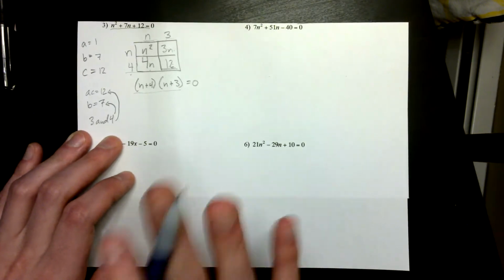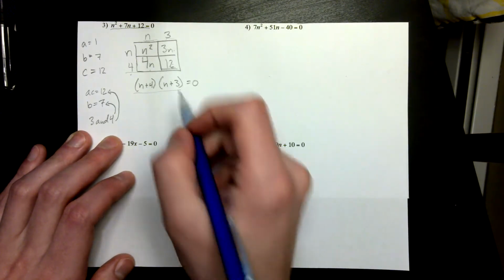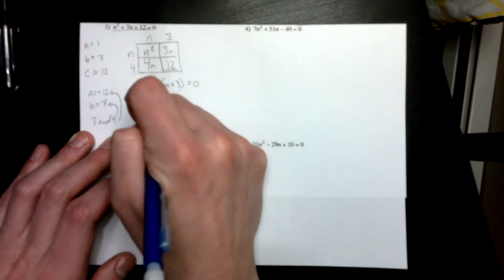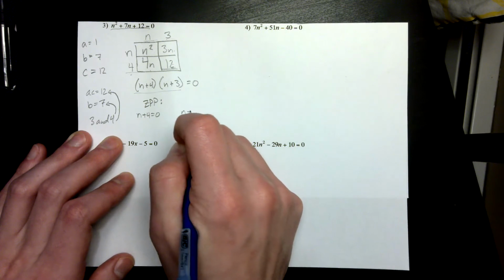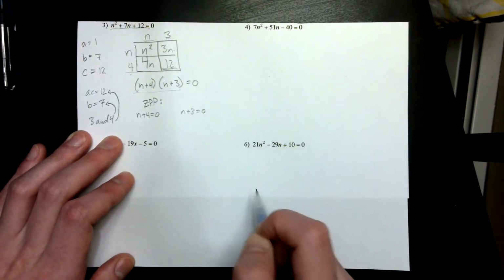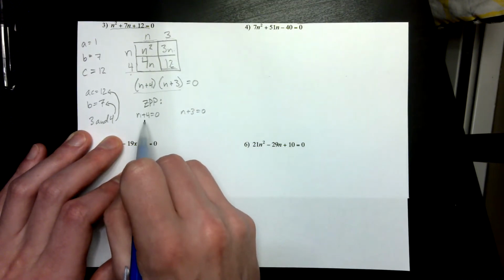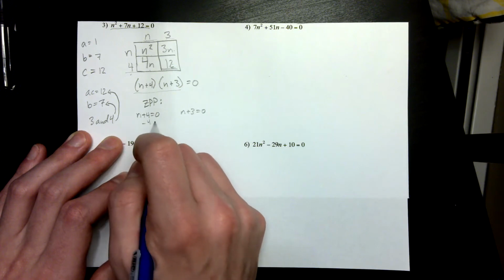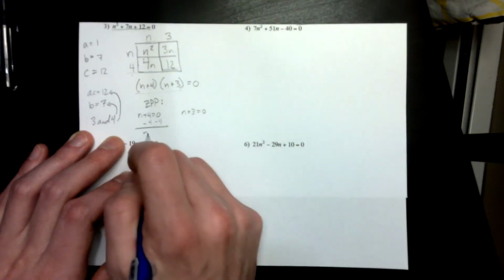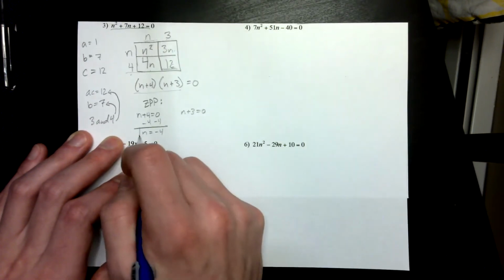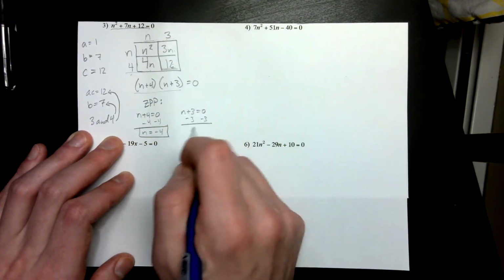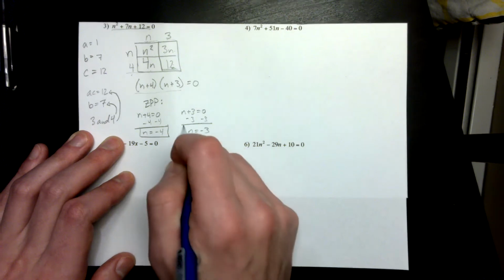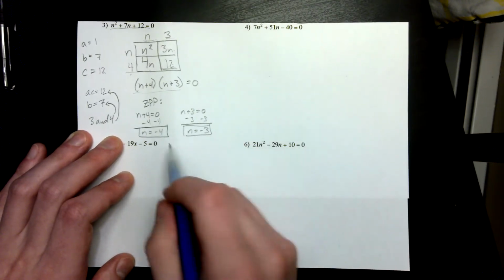Okay, so now let's apply the zero product property. The zero product property says, well, n plus 4 equals 0 or n plus 3 equals 0. So we have to solve both of these equations. We're going to subtract 4 from both sides on this one. n equals -4 is one solution, and we get n equals -3 on this one. So there are our 2 solutions.